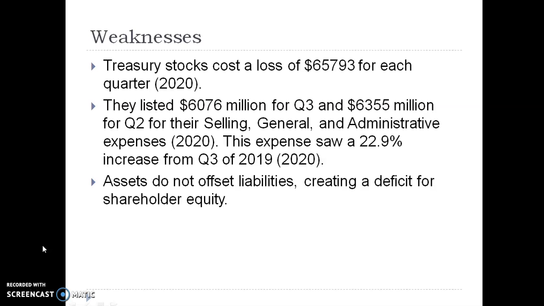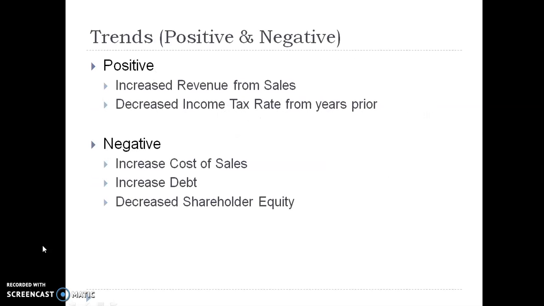Also, their assets do not offset their liabilities, which is very concerning. It creates a deficit for their shareholder equity, which we had gone over before. So trends, positive: they've been seeing an increase in sales and a decrease in income tax rate from years prior. We mentioned before that they're running around 24% for their income tax rate. A few years ago, that was more in the 30s, so that's a good trend.